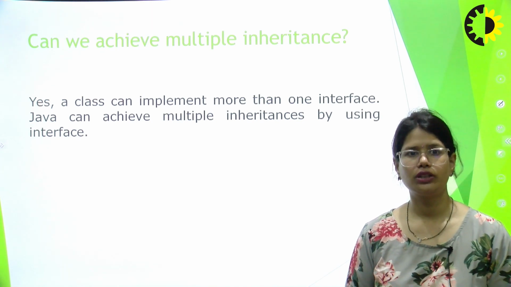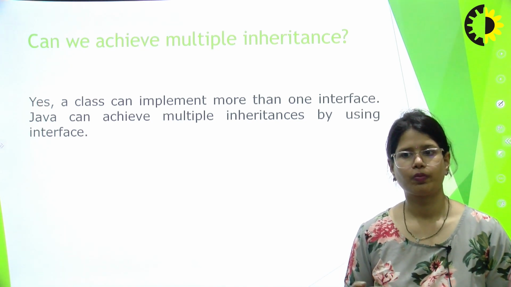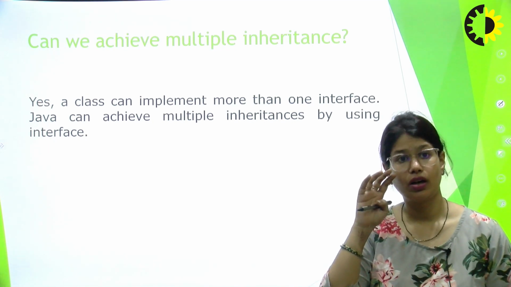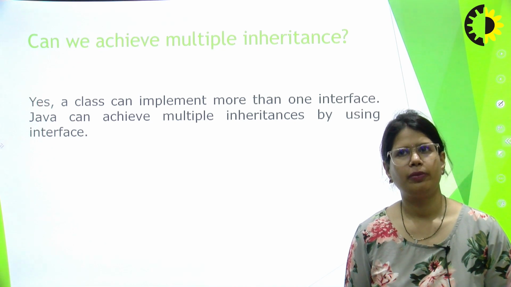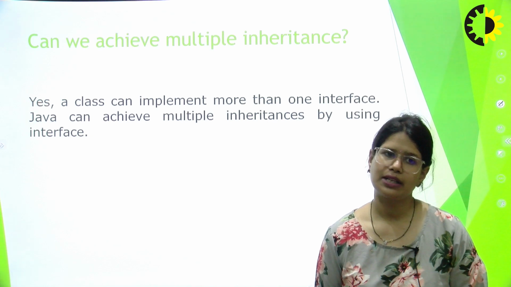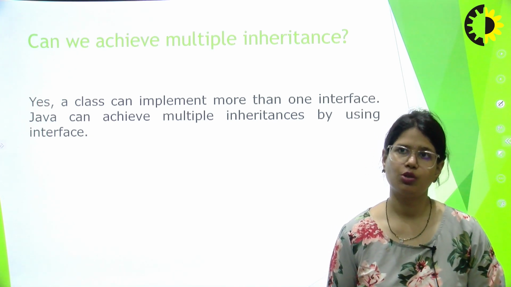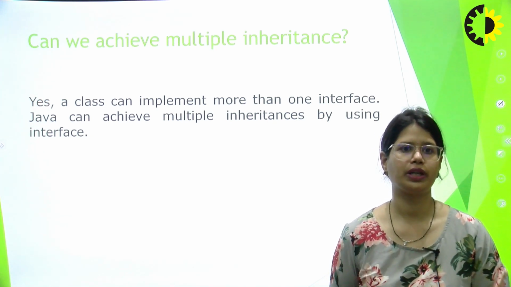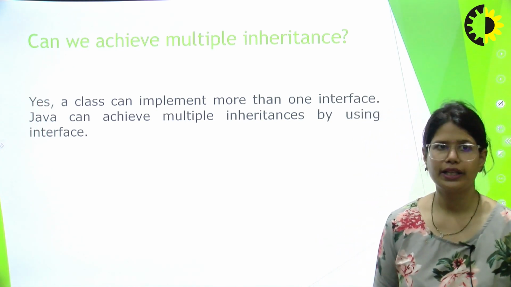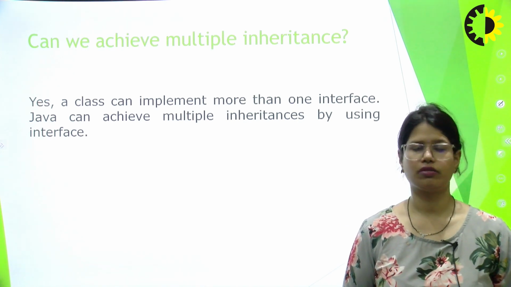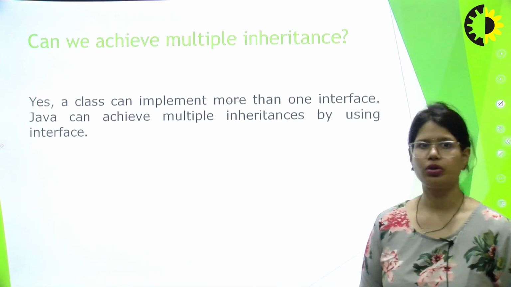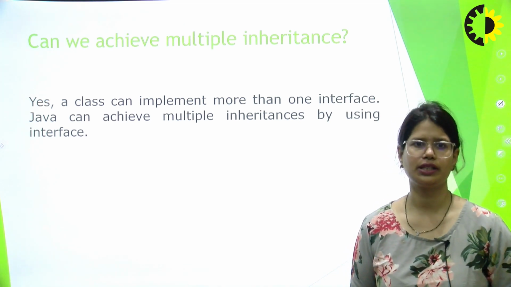So what is the problem we are facing? We have two base classes for one child class, and it will be more difficult to identify, if both the base classes have the same method, which characteristic or which property the child will have. But yes, definitely by using interface we can achieve multiple inheritance, as a class can implement more than one interface. Let's see how.